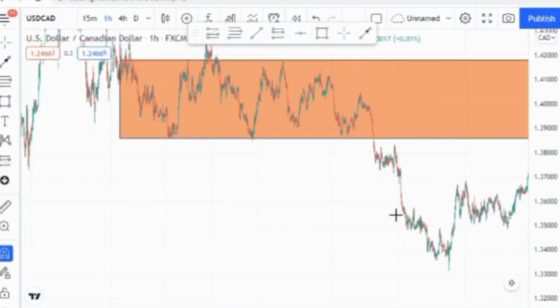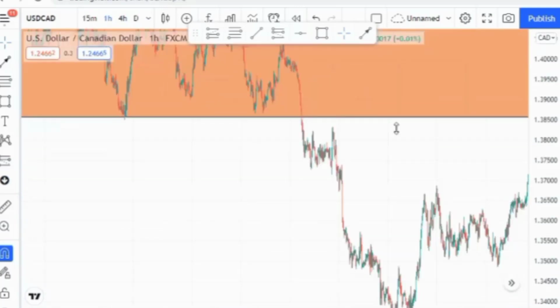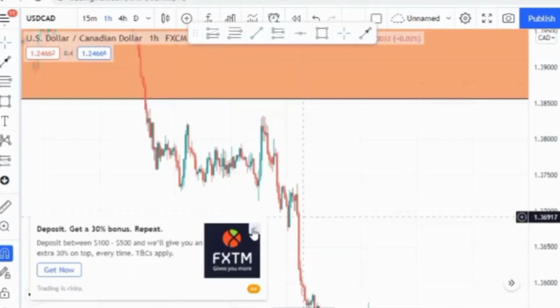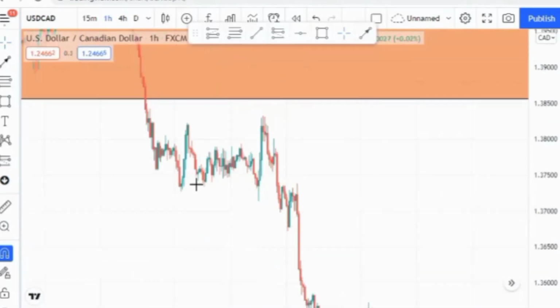Here, the market gave us this kind of triangular pattern. If you understand what I mean, this is a kind of correction. After the impulse, then you have that correction.